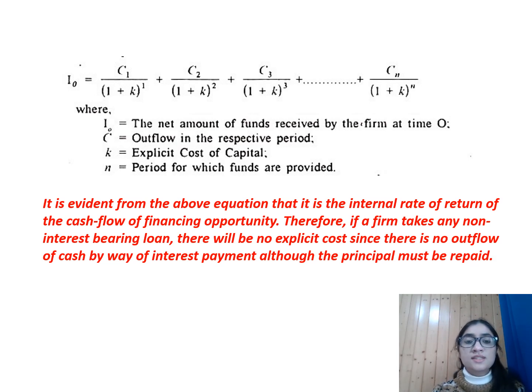From this equation, you can see that this is a formula for calculating the net amount of funds received by the firm at time 0. You can see how the explicit cost is shown over a period of time. The funds were provided, and it shows the outflows during n number of periods. From this equation we can find the internal rate of return of the cash flow of the financial opportunity. These are the repayments being done, so this is an explicit cost associated with every repayment.